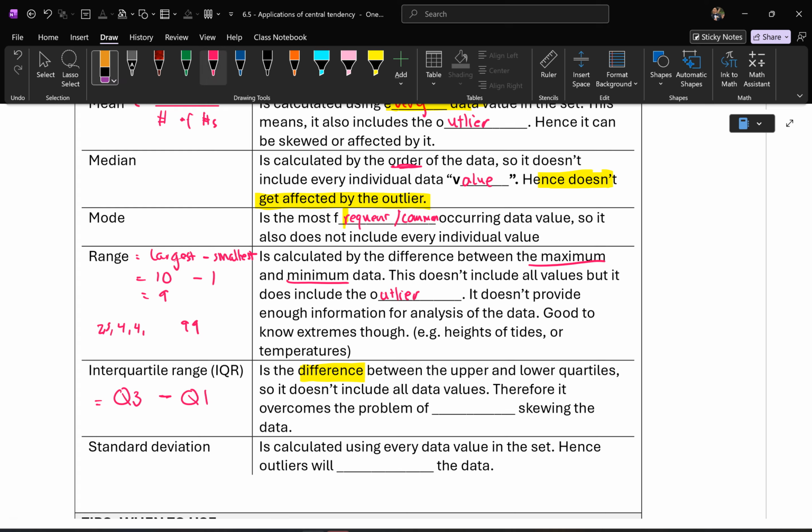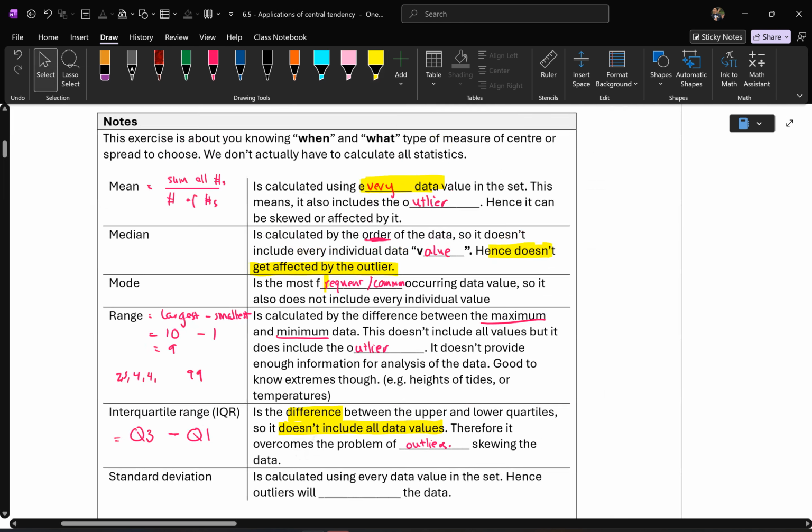Okay? All right. So therefore, it overcomes the problem of outliers. Why does it overcome the outliers? Because they're medians. They're positions. They don't calculate all values. So notice here, it doesn't include all values.